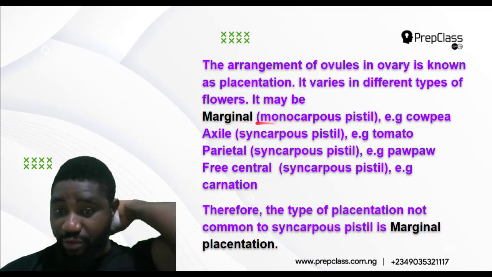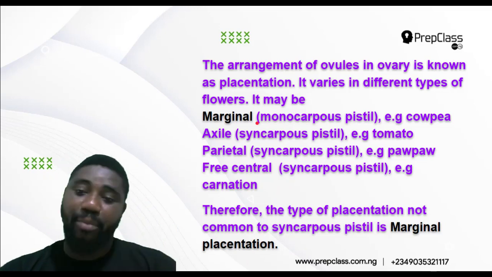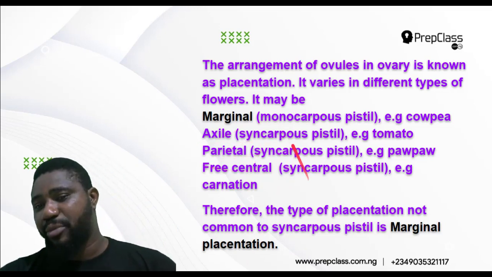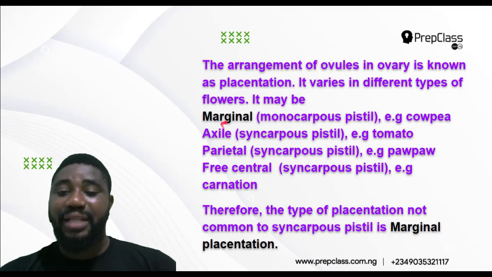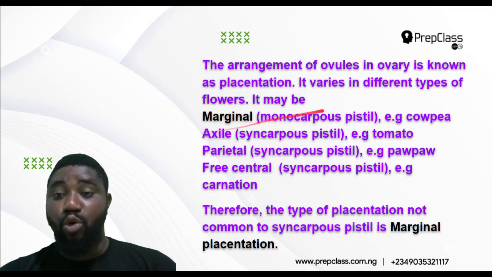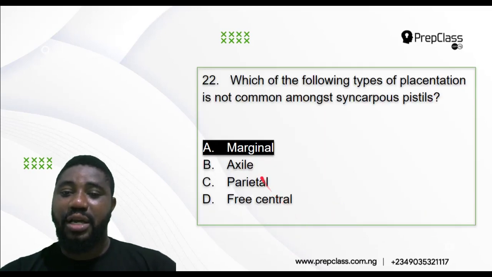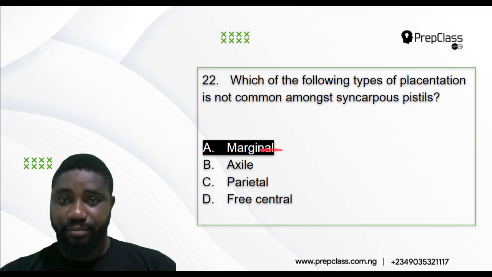You can see that each of them are all common to syncarpous pistil. Axial, parietal, and free central are common to syncarpous pistil, but for marginal placentation, what is common is monocarpous pistil. So the correct answer there is marginal placentation, and that is option A.